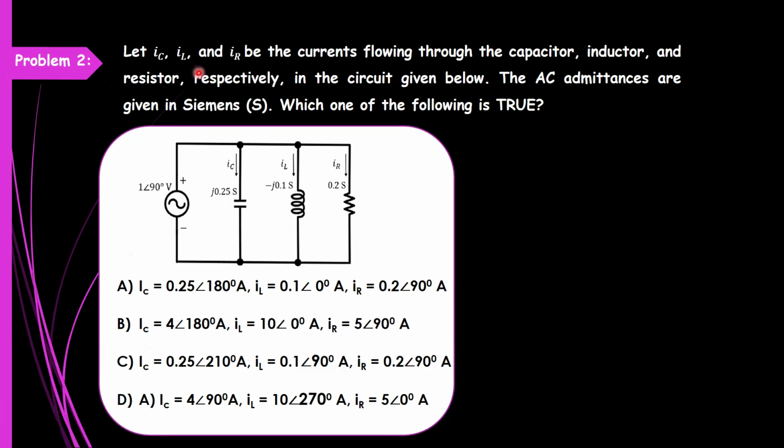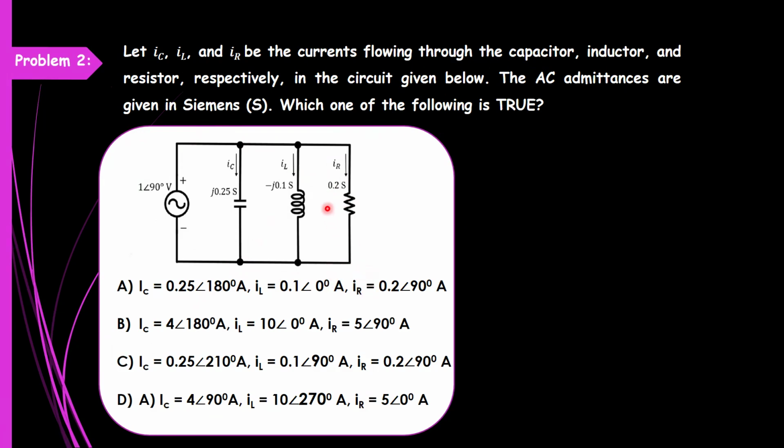Let IC, IL and IR be the currents flowing through the capacitor, inductor and resistor respectively in the circuit given below. The AC admittances are given in Siemens. Which one of the following is true? Okay. So they have given the current value through the capacitor, the inductor and the resistor. So we need to find each current value.